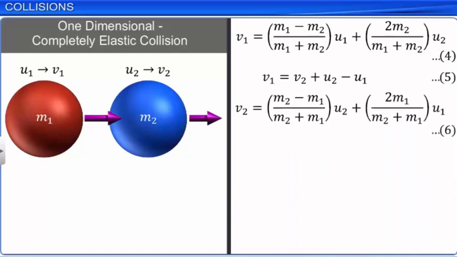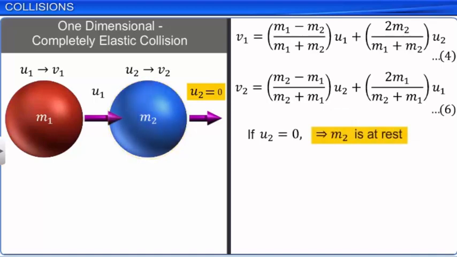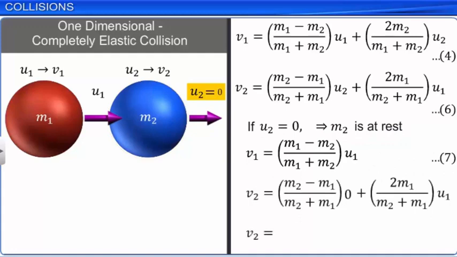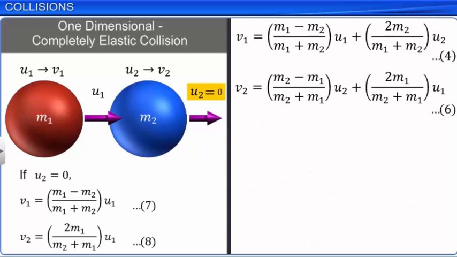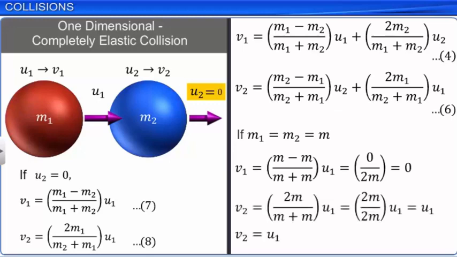As a special case, if we assume that m2 was at rest before the collision, then u2 will be 0 and v1 reduces to v1 is equal to (m1 minus m2) by (m1 plus m2) into u1. Let this be equation 7. And v2 is equal to 2m1 by (m2 plus m1) into u1. Let this be equation 8. Moreover, in this case, if m1 is equal to m2, say equal to m, then we get v1 is equal to 0 and also v2 equal to u1. Thus, we see that the two bodies exchange their velocities after the collision.